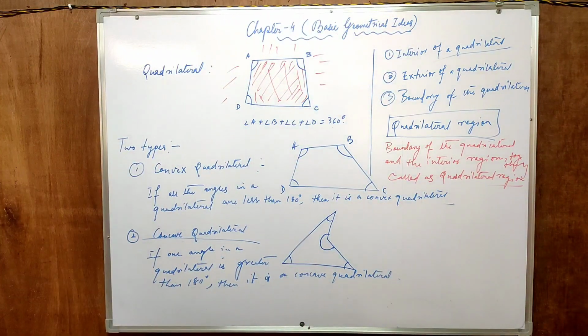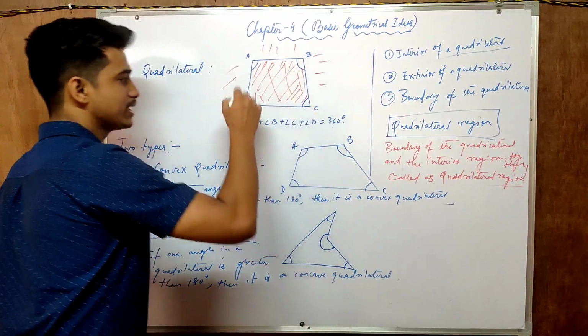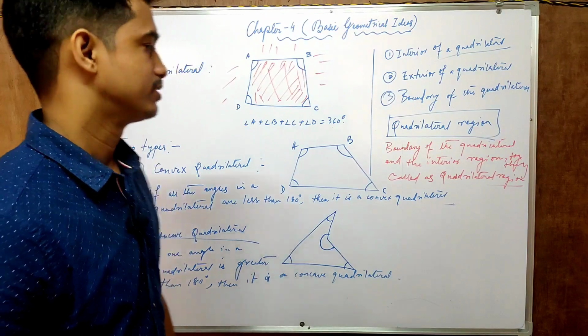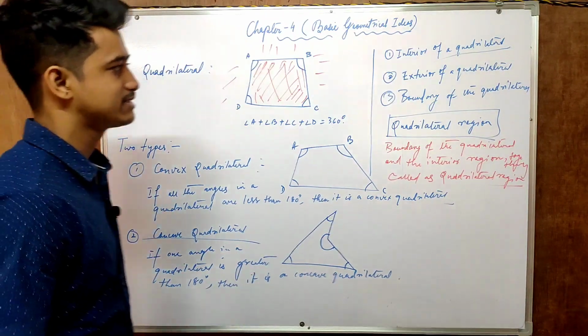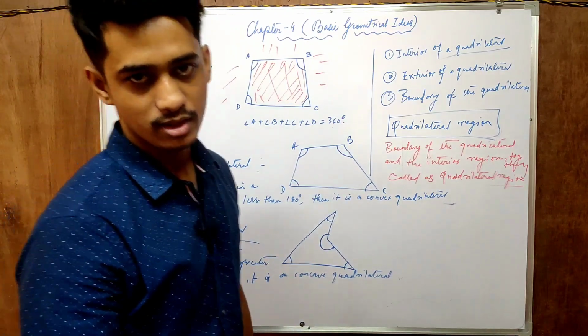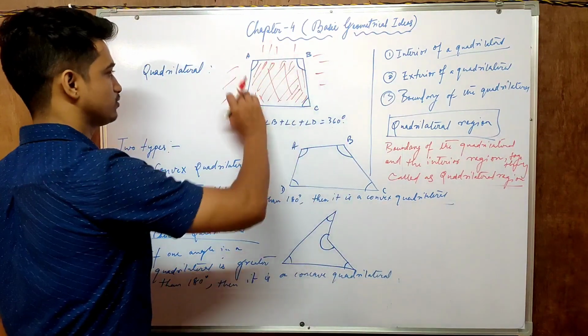What exactly does boundary of a quadrilateral mean? The lines which are helping to make the quadrilateral. These are the boundary of a quadrilateral. Exterior of a quadrilateral means what? The outside portion of the quadrilateral. Interior of the quadrilateral means what? The inner portion of the quadrilateral.